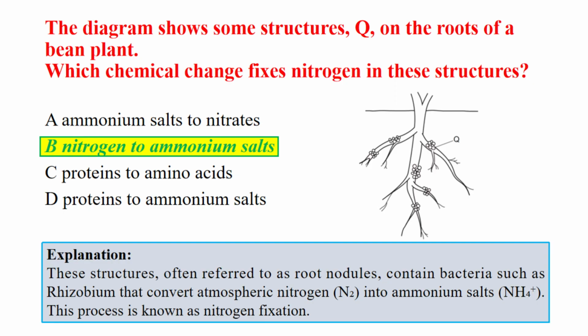It's crucial because it makes nitrogen available in a form that plants can use to grow and thrive. Without this natural process, plants wouldn't be able to access the nitrogen they need from the air. So, next time you see a bean plant, remember the amazing partnership between the plant and these tiny nitrogen-fixing bacteria. It's nature's way of recycling and nourishing our soil.